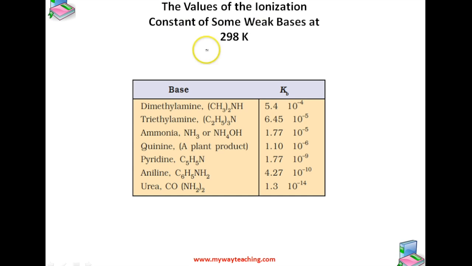Then the values of the ionization constant of some weak bases, such as dimethylamine, ammonia, pyridine, and urea. These are the values of the ionization constants of some weak bases at 298 Kelvin.